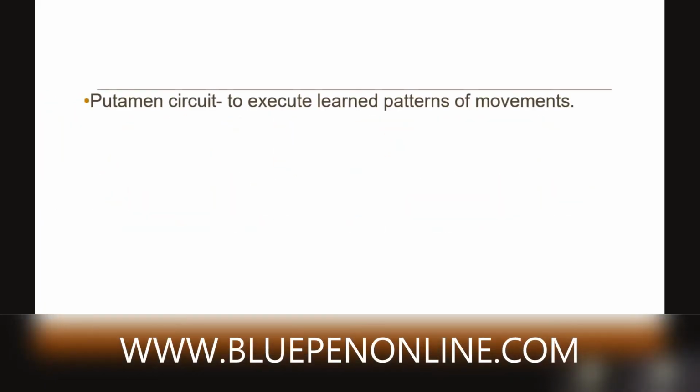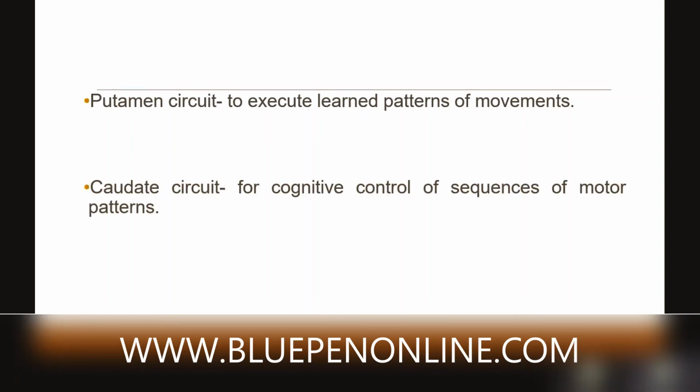The first one is called the putamen circuit, which helps to execute learned patterns of movement. I'll come into learned patterns later, this is just an introduction. The other one is called the caudate circuit, for cognitive control of sequences of motor patterns. What do you mean by cognition? Cognition is our ability to recognize things.